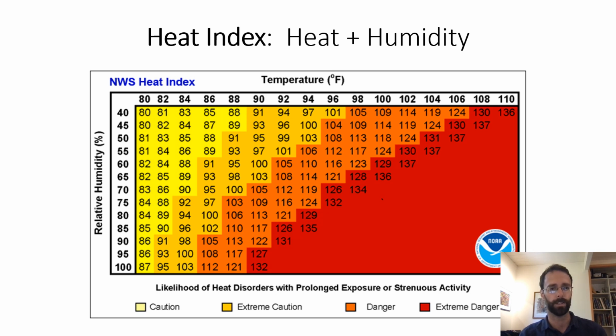This color-coded chart from NOAA shows temperature on the x-axis and relative humidity on the y-axis, increasing as you go down, and how the combination of those two things can lead to different heat index values and subsequently to different risk levels for heat disorders. In Chicago, the heat index reached the danger to extreme danger levels, highlighted in these orange and red colors here.